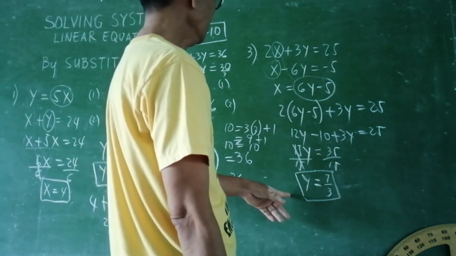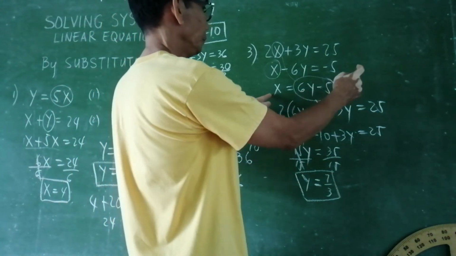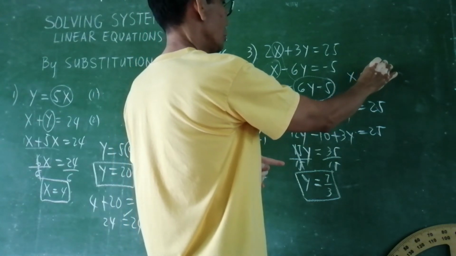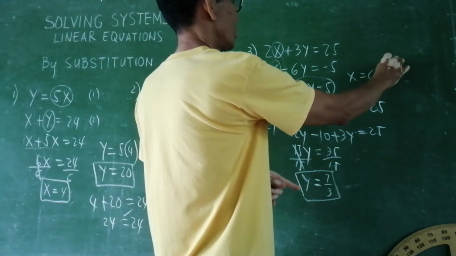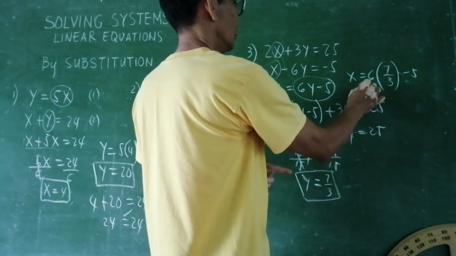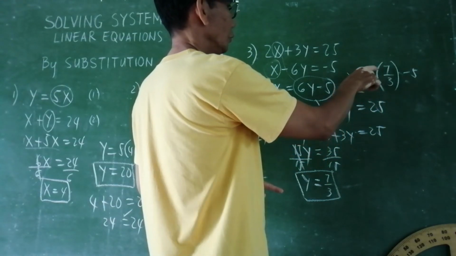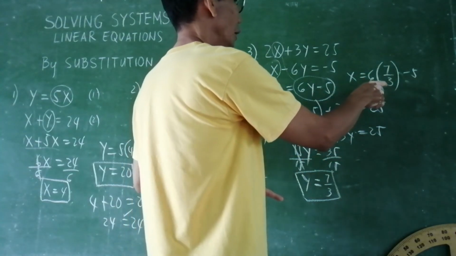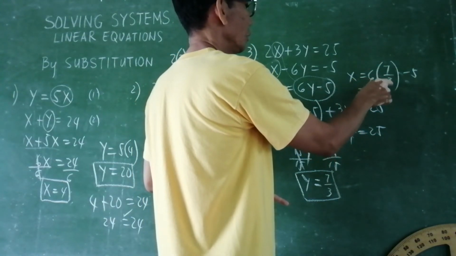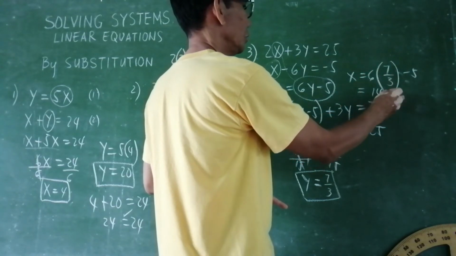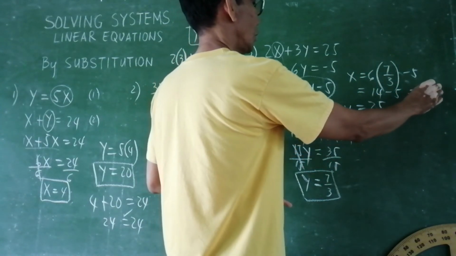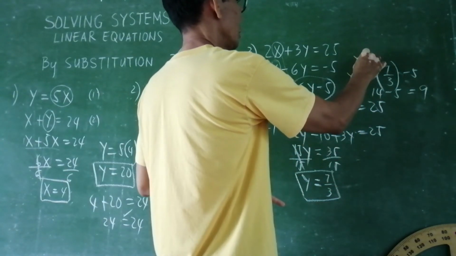Now you can use it here so that x will be equal to 6 times 7 over 3 minus 5. So that will be 42 divided by 3, or that will be 14. 6 divided by 3 is 2 times 7 is 14, minus 5. So therefore 14 minus 5 is 9. So x will be equal to 9.